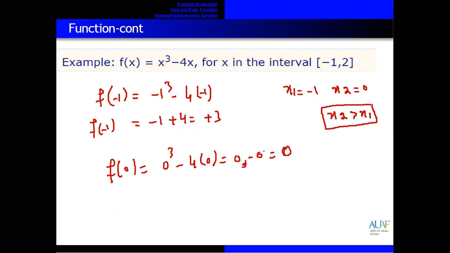Again, this is an increasing function because f of... Sir, yes, check the point 2. Okay, I will check again. So f of 0, so this is actually a decreasing function. Now till the other points, 2 and what?